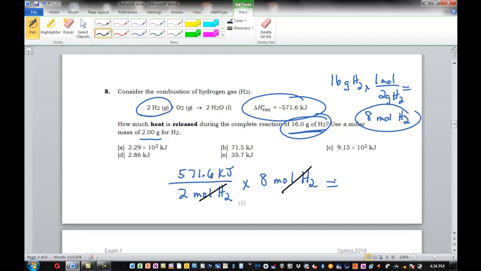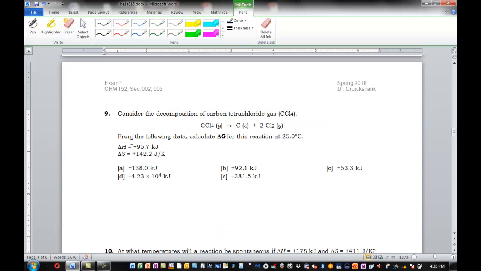I don't remember what this comes out to be. I guess I should break out my calculator. It's going to be 571.6 times 4, which looks like it's going to be A, 2,290 or so. Let's see. Yes, it's actually 2,286.4, but rounded to 3 sig figs. There's 3 sig figs in 16.0 and 2.00, so we're going to round to 3 sig figs. The correct answer is A, 2.29 times 10 to the third. All right, keep cranking along here.